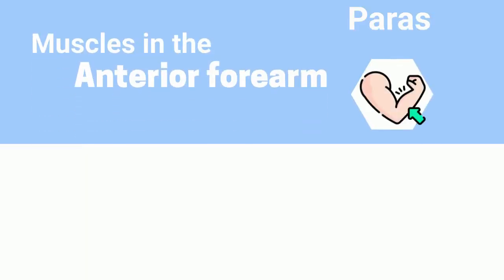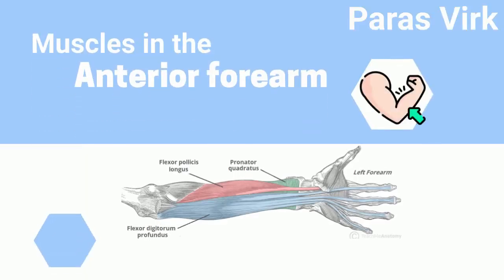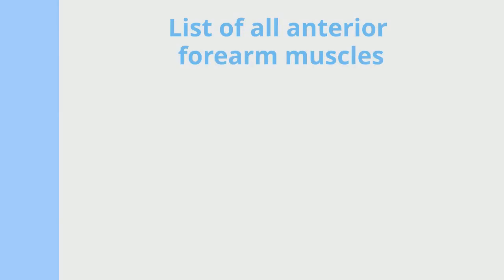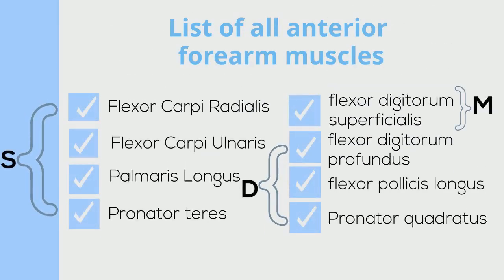For the KIN 100 anatomy assignment, I will be going in depth about the muscles in the anterior forearm compartment. The anterior part of the forearm is also known as the flexor compartment, which contains several muscles responsible for flexing the wrist and fingers. These muscles are arranged in three different layers: the superficial, deep, and middle layer.